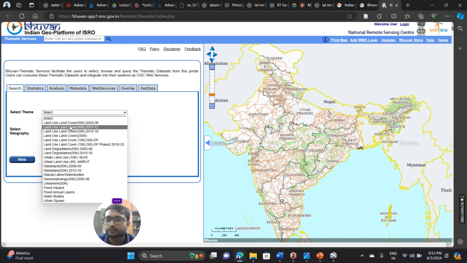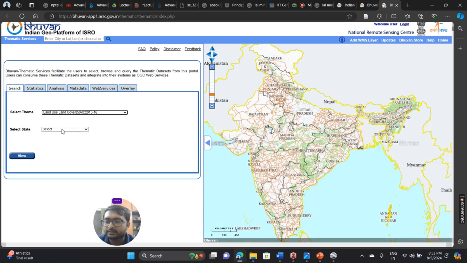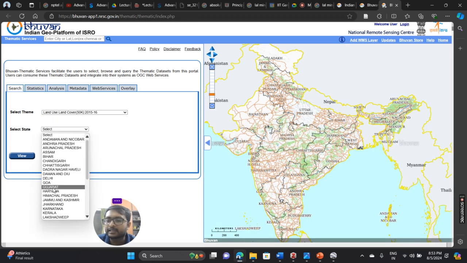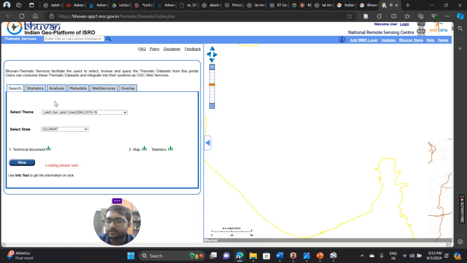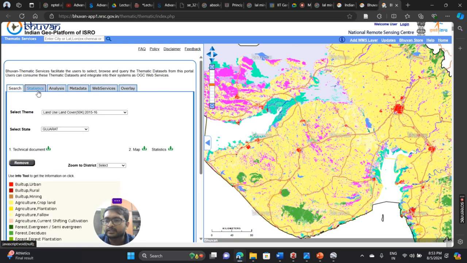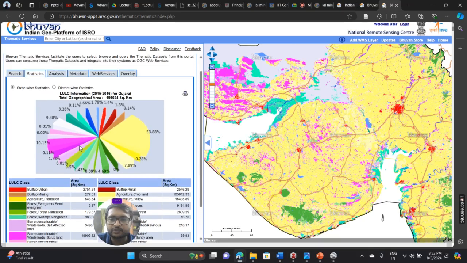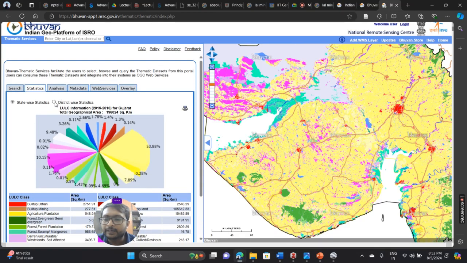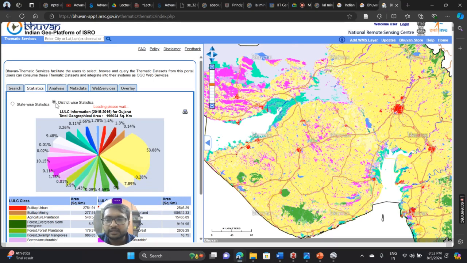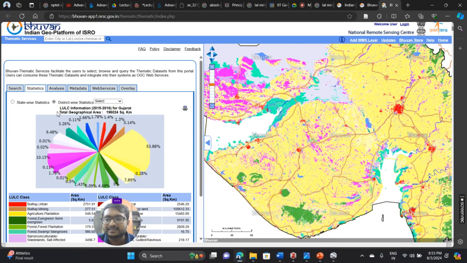First, I forgot to tell you that if we take this land use land cover portal, let's say for Gujarat, here some tools are there, like statistics. If you click on statistics, it will give you how much urban area is there in Gujarat, how much rural area, how much tree cover, how much forest cover is present in the Gujarat state. You can get the statistics state-wise as well as district-wise. In district statistics, you just have to select any district. Let's say I will select Ahmedabad. It will give me the statistics for Ahmedabad.